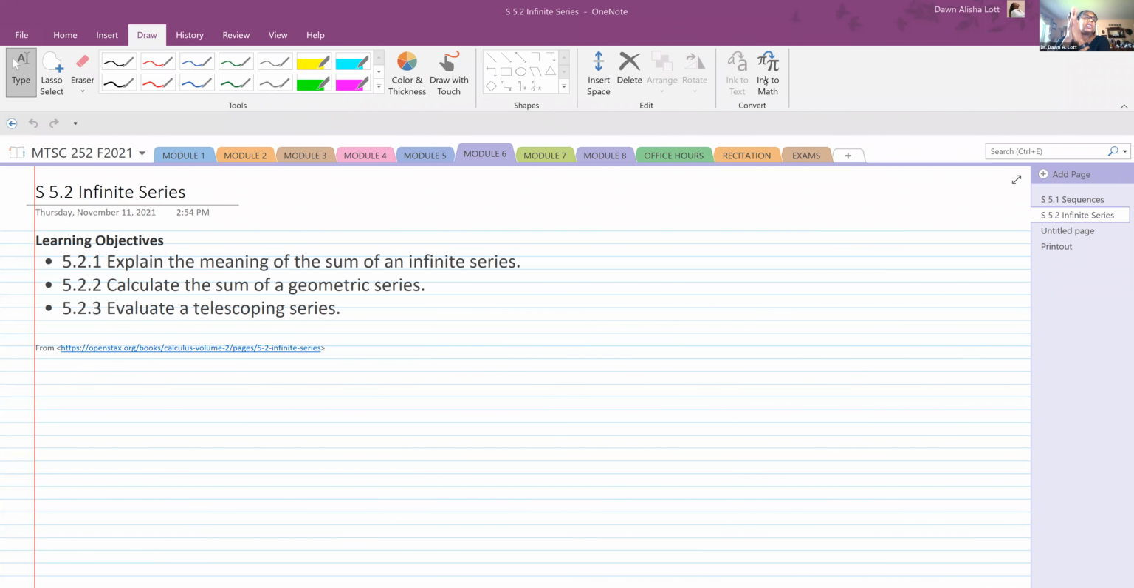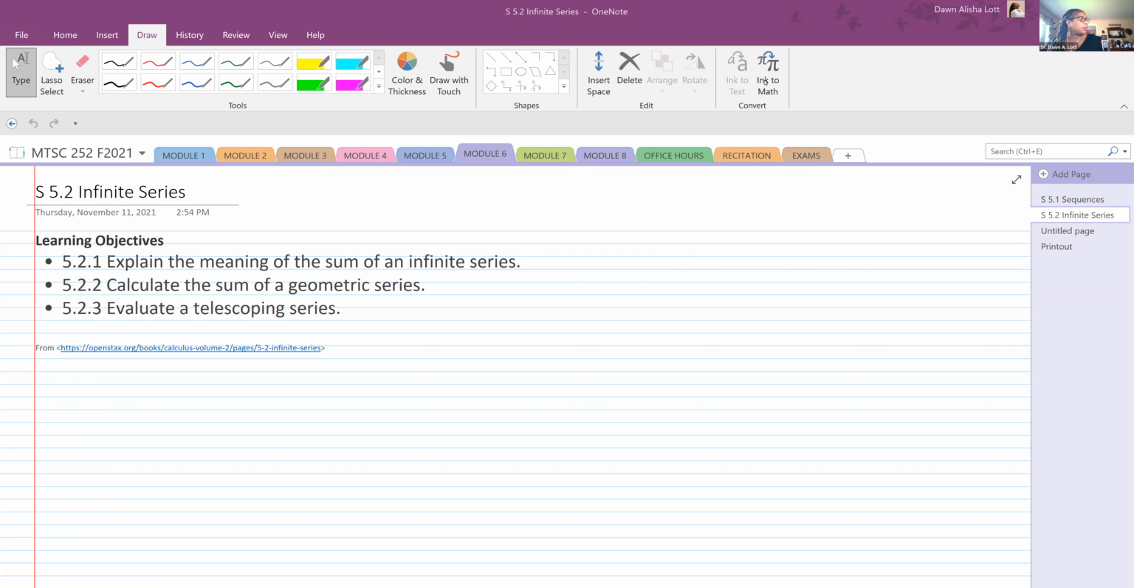So in section 5.2, we talk about infinite series. Now, let's be clear. A sequence is a list. Here we're going to be explaining the meaning of the sum of an infinite series. A series is a sum of elements in a list.